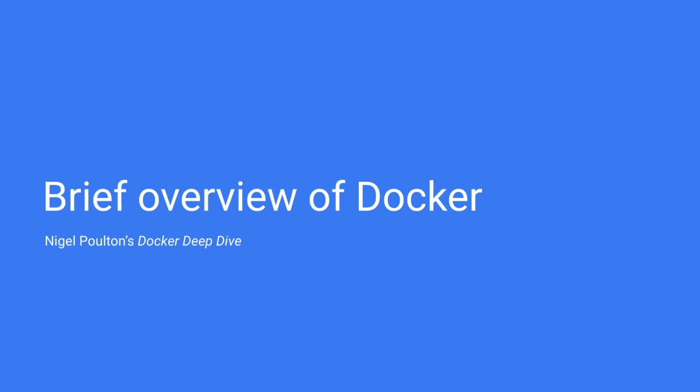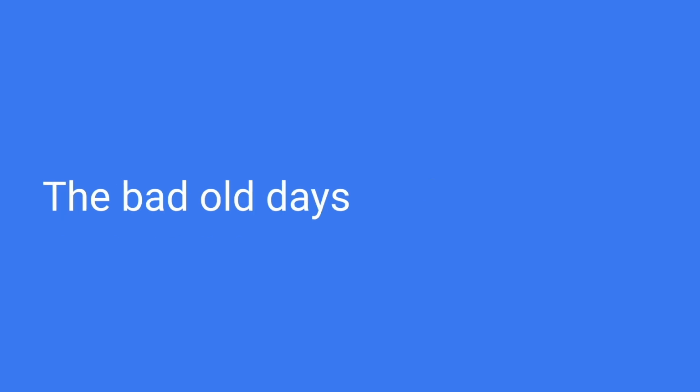So before we get into how Docker works, we should go back in time and understand what problem Docker was trying to solve. So, the bad old days. Most applications run on servers. In the past, we could only run one application per server. We just didn't have the ability to run multiple applications safely and securely on one server.